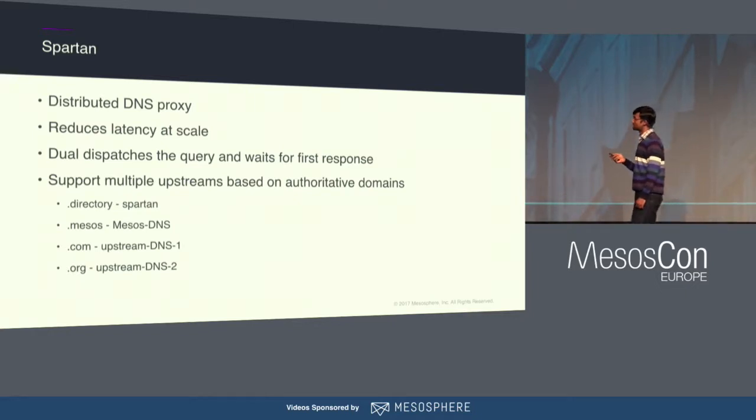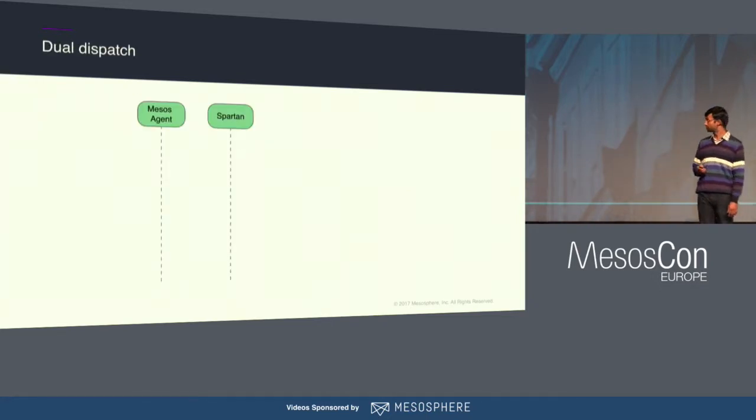Besides that, Spartan has the ability to have authoritative, you can configure a domain, and you can configure an upstream for a domain. For example, if you have an upstream that can only handle .com as the TLD, then you could configure multiple upstreams for different TLDs.